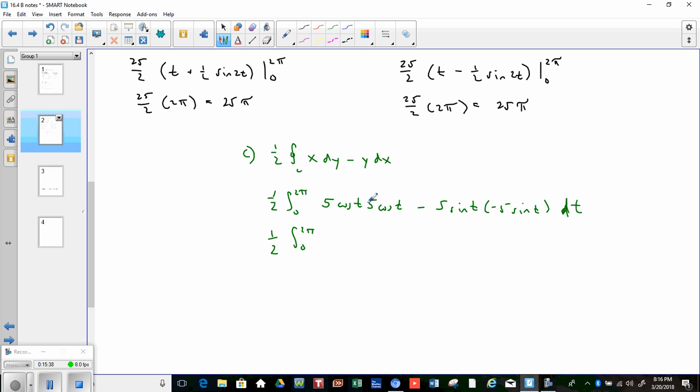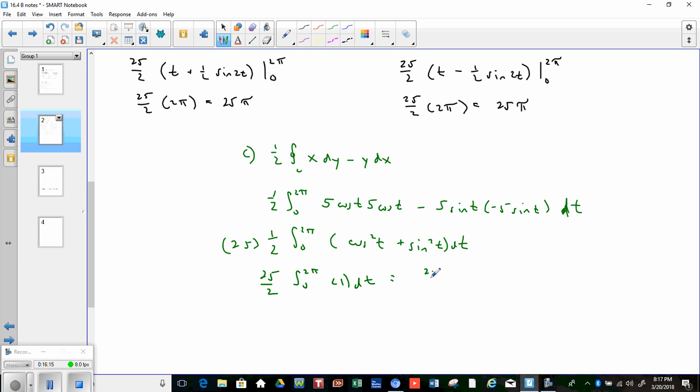I've got a 5 times 5 here, which is 25. I got a negative 5 times a negative 5 here, which is also 25. So I can actually pull that out to the front. And that's going to leave us with a cosine squared t. That minus times that minus became positive, so plus sine squared t, which of course is just 1. So really what I have is 25 halves, the integral from 0 to 2 pi of 1 dt.